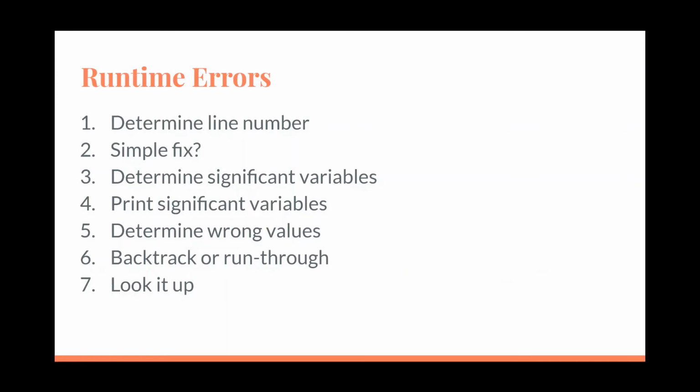The next step is to print those significant variables, those variables that could possibly be causing the problem with your program. Now, what I like to do is put print statements, and by print statements I mean System.out.println if you're using Java, or cout or printf if you're using C, or console.log if you're using JavaScript, whatever. I like to print those significant variables right before the line at which the error occurs.